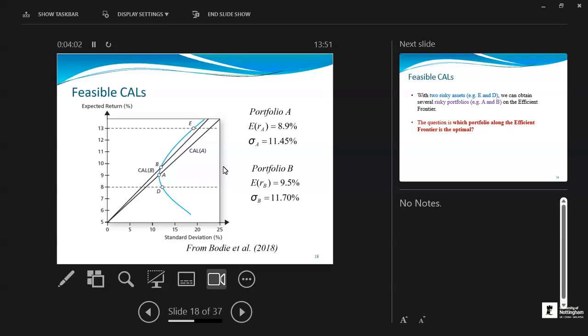But not below this point A. If you go below this point A, what will you have? Let's say point D, for example. Point D has the same risk as point B, can you see that? Portfolio D has the same risk as portfolio B. But portfolio D offers you a much lower return as compared to portfolio B. So if you have a choice between portfolio D and portfolio B, you should always go with portfolio B.